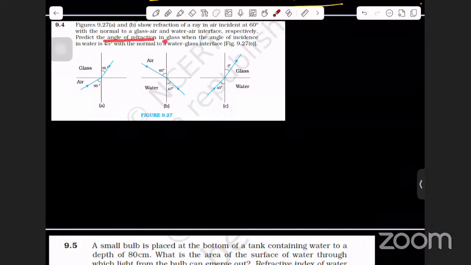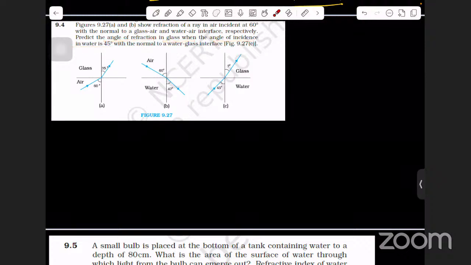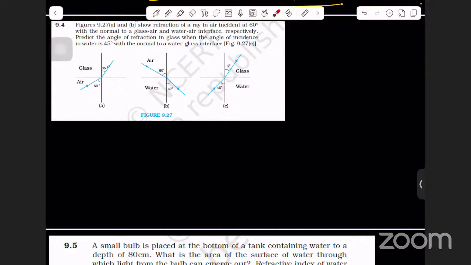Predict the angle of refraction in glass when the angle of incidence in water is 45 degrees. So we have been given these two data, and from these two data, we have to deduce this. What would be the angle of refraction in this case, in the glass-water interface? Seeing the question, I guess it's pretty obvious that it's a question from Snell's law, right?